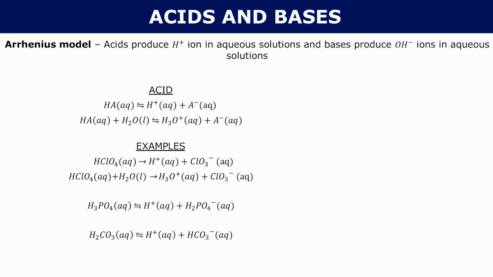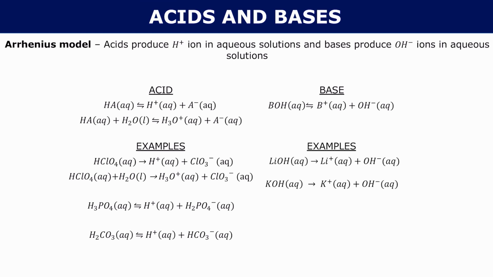Okay, let's talk about the general form of a base under the Arrhenius model. So a base is BOH, and it gets dissociated into B+ ions and OH- ions. And you have a couple examples. You have lithium hydroxide being dissociated into lithium and OH- ions, and the potassium hydroxide being dissociated into K+ ions and the hydroxide ion.